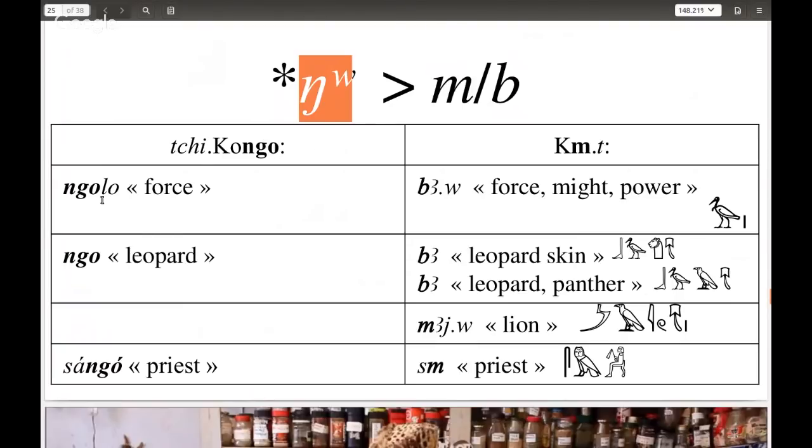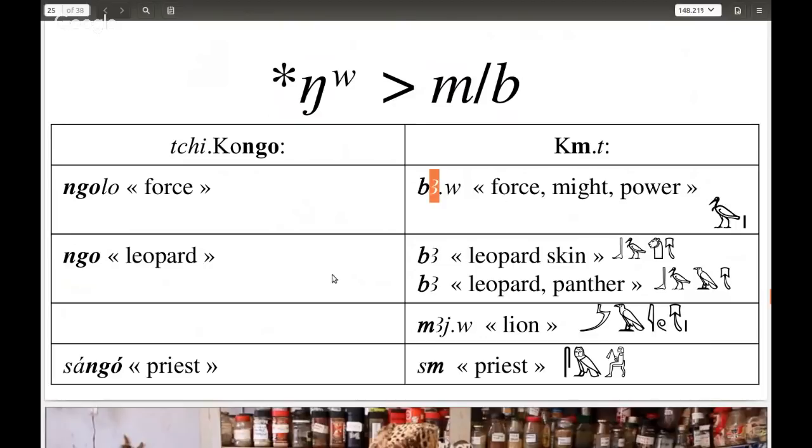And so this word ngolo, force, corresponds with bara. This here is actually an L or R sound. We argue it's a nasalized uvular trill, a type of R sound, which is why it corresponds with R and L and N in Egyptian. But this is like bara, because of this wa suffix. But it's force, might, power. Some people just say the ba, but it's not ba. That's not an A sound.